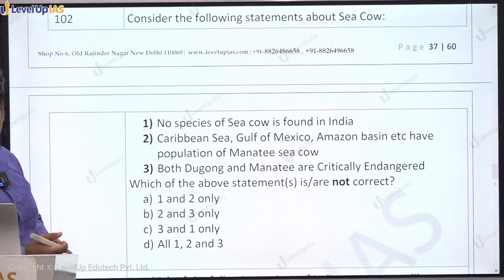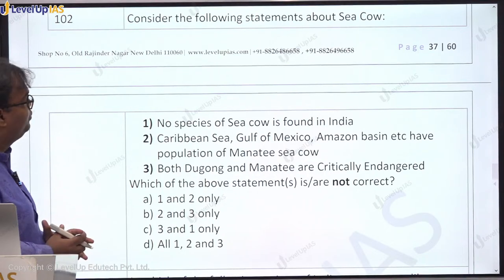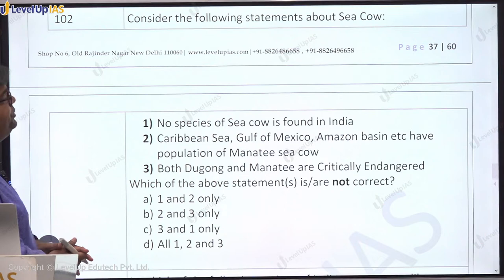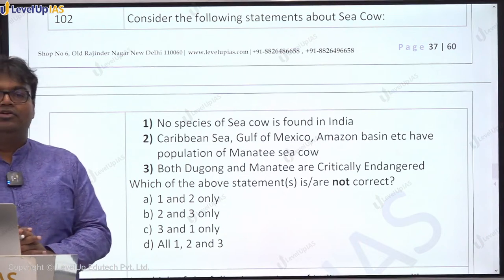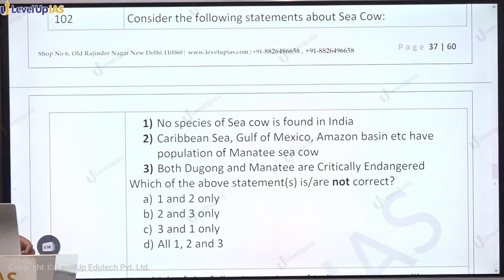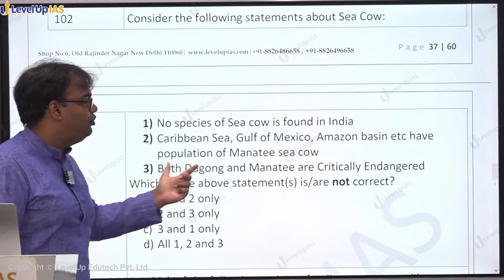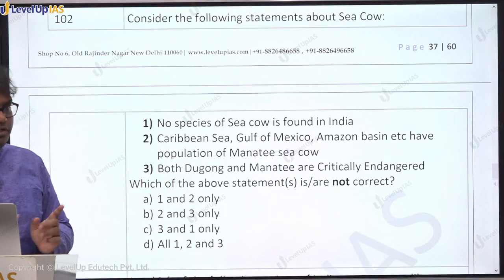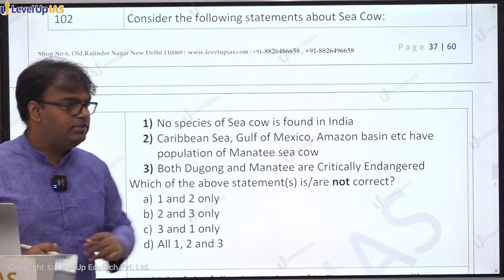Consider the following statements about sea cow. No species of sea cow is found in India. Wrong. We just saw the dugong. One is wrong. The Caribbean Sea, Gulf of Mexico, Amazon Basin, etc. have populations of manatee sea cow. Yes. Dugong is found in India. There, manatees are found.